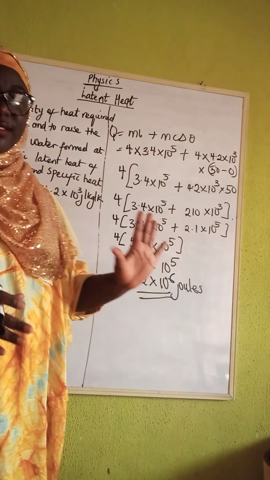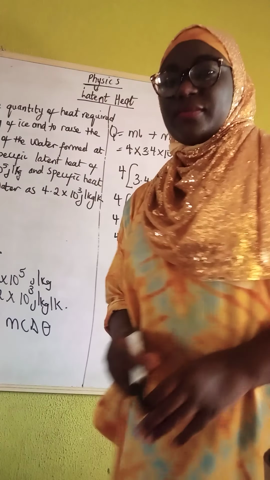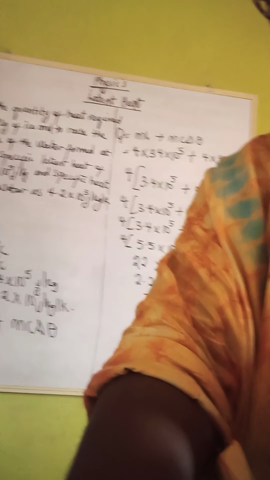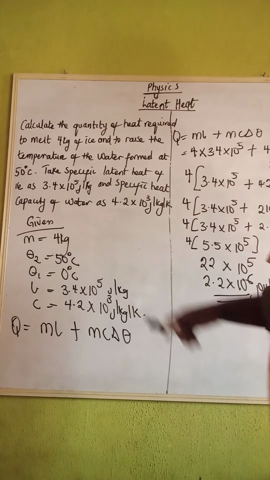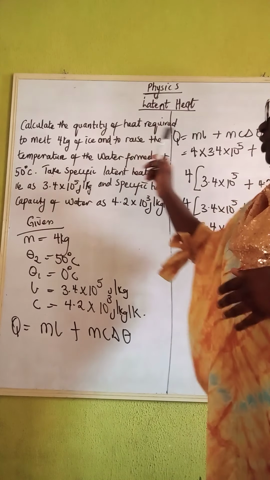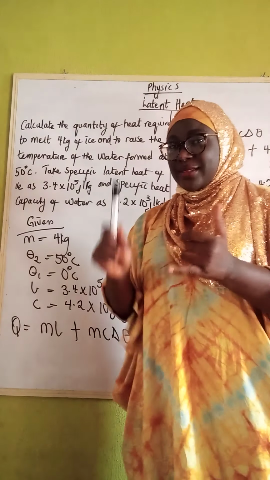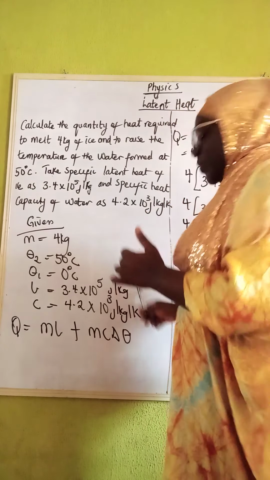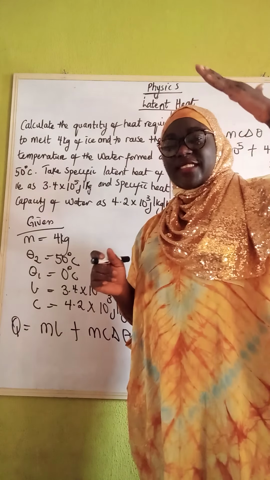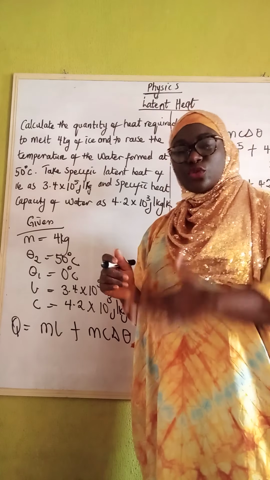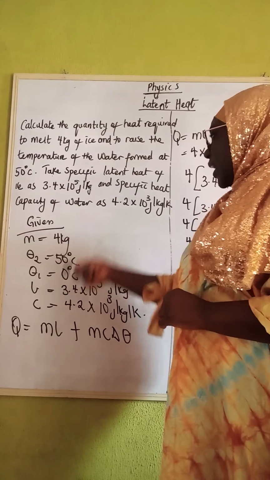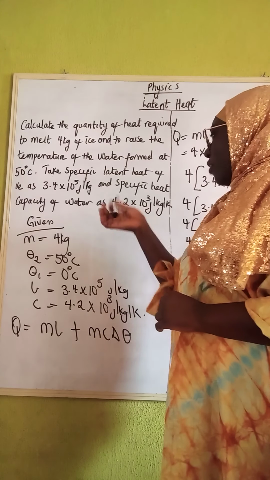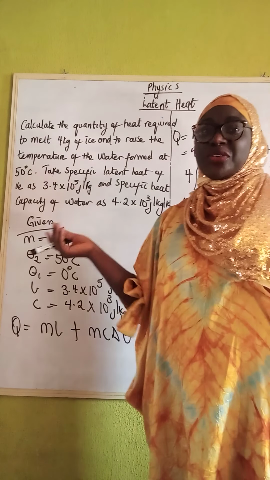Do you understand? Look at the question. Take a look at the question very well. We're given the mass. Even from the question, you will know we have to use the latent heat as well as the specific heat capacity, because it has changed its state from ice to liquid. So we're going to use the specific latent heat of the ice as well as the specific heat capacity of water. That's the solution form in the long run.